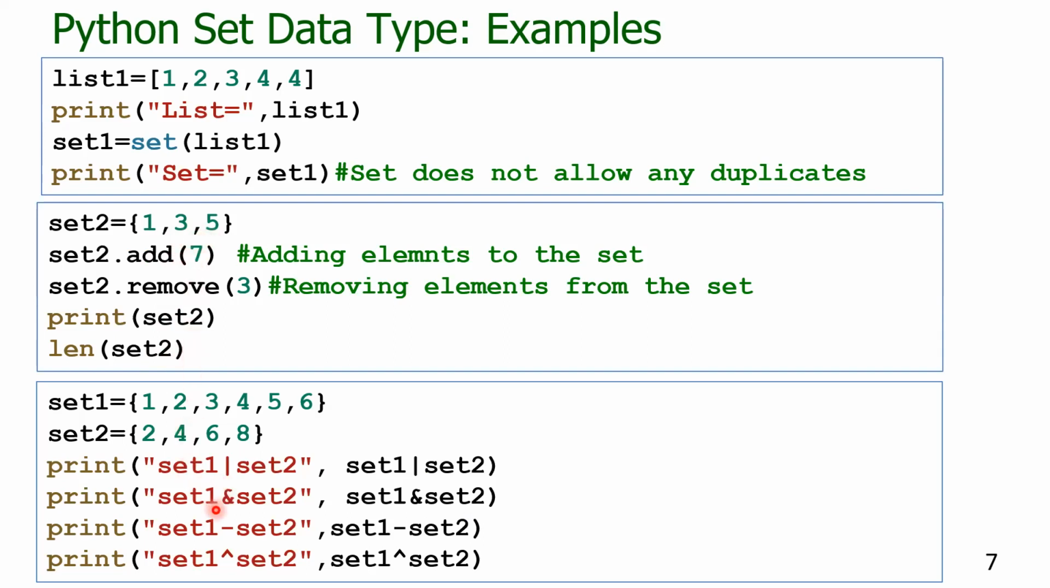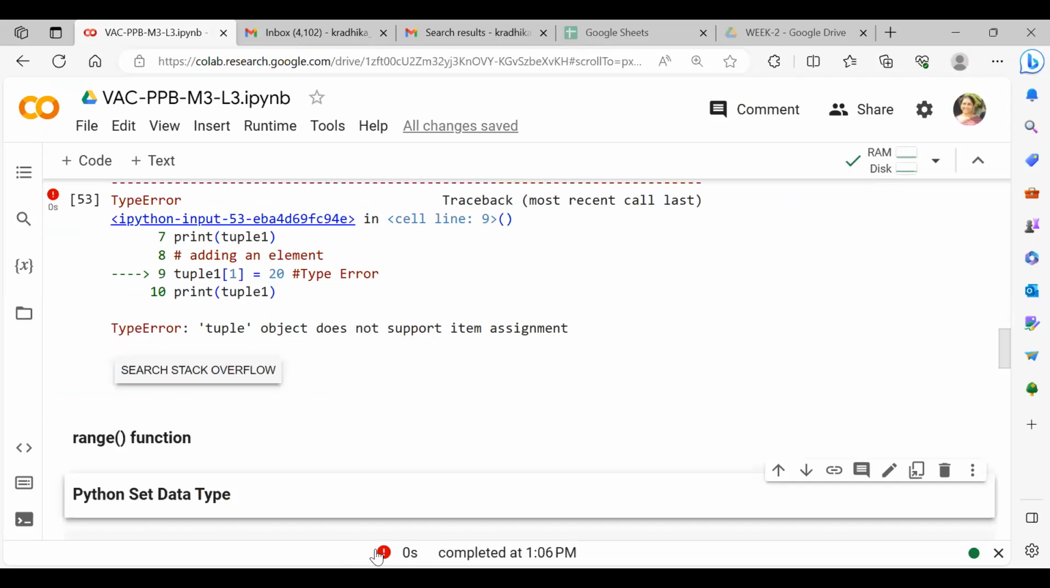And this piece of code is demonstrating how different operations can be performed on sets. This is the union operation, the pipe symbol, then the AND operation which is intersection, and then the difference which is minus, and then we have the symmetric difference which is represented by the caret symbol. We are printing the result by using the corresponding print statements. Let us observe the execution of this code.